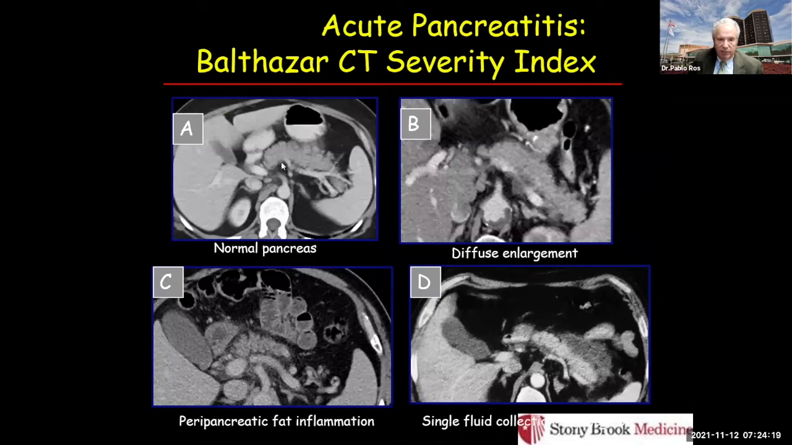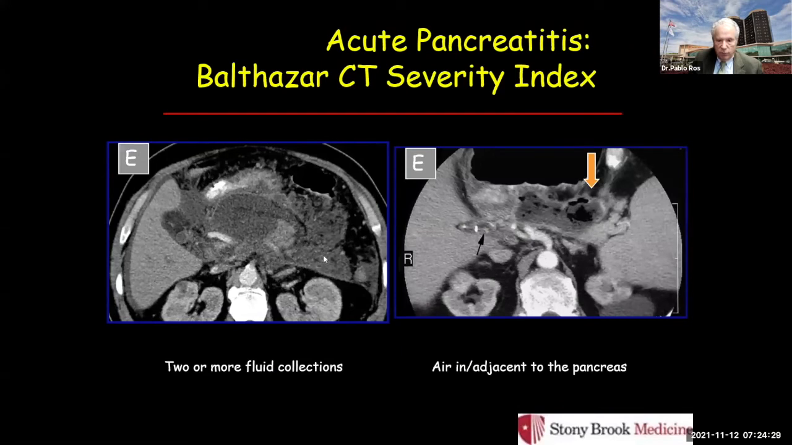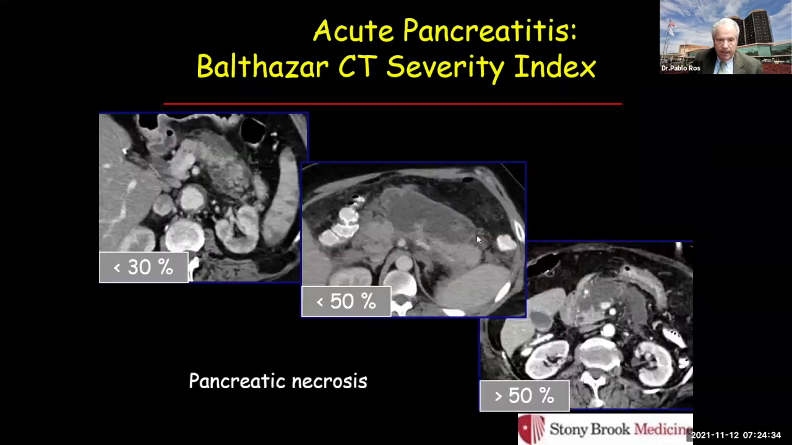So nice examples: normal pancreas, diffuse enlargement, peripancreatic fat inflammation, and here a single fluid collection. It gets worse with 2 or more fluid collections or air in the pancreas. These are the E category. And then you can again argue it's easy when it's a small amount of necrosis. A larger amount, there's a big portion of pancreas missing here, but less than 50%. The head and the tail are still enhancing. And here, except for a little bit of the enzymatic process, the whole pancreas is necrotic, the most severe index of pancreatic necrosis.